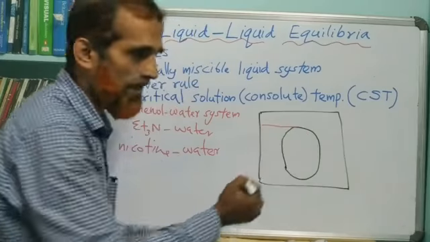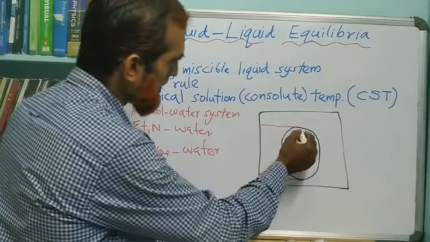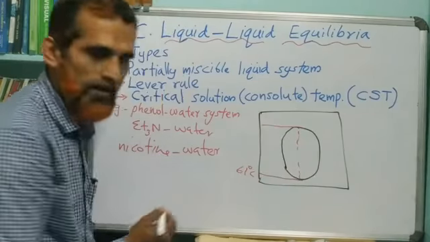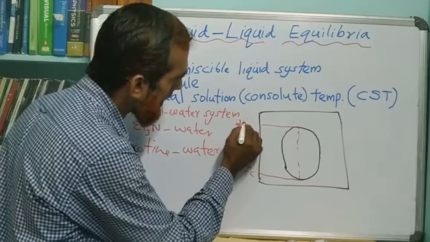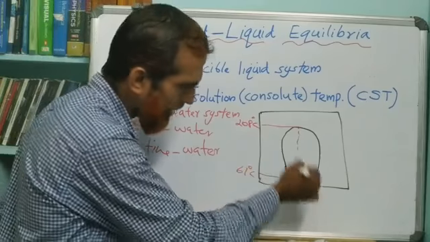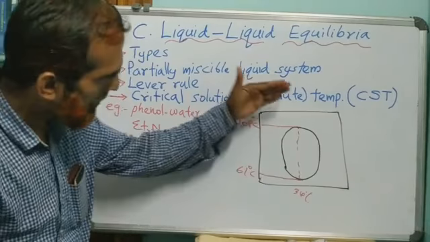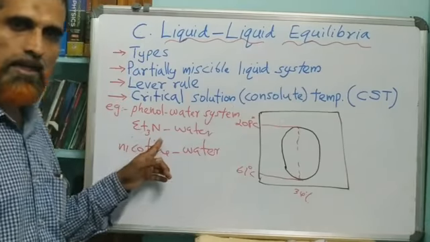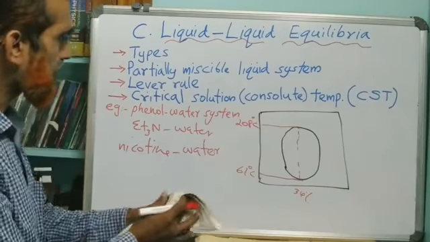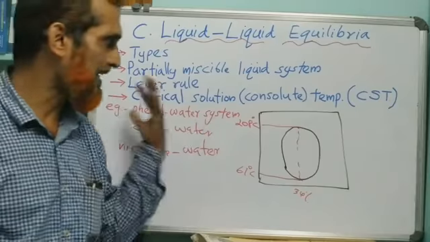So there is a point here above which it is homogeneous. There is a temperature here below which also it is homogeneous, right? The lower CST is found to be 61 degrees Celsius, and the upper CST is 208 degrees Celsius, for a composition of about 34%. Anyway, the nicotine water system has both upper and lower CST. The triethylamine water system has lower CST. The phenol water system has upper CST. So that's about the partially miscible liquid systems and their phase diagrams.